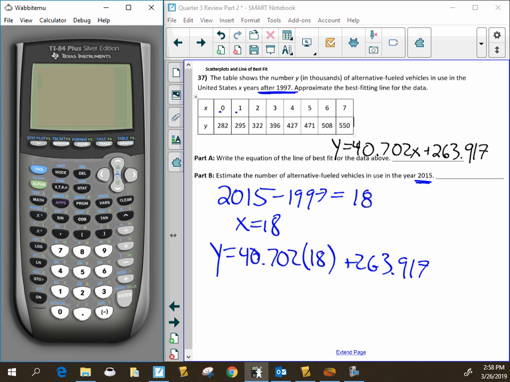And if we want to do that, we can come back over here to the calculator and just type that in. So 40.702 times 18 plus 263.917 gives me 996.553. Now up here you'll see that it shows the number in thousands. So that's actually just shy of 1 million alternative fuel vehicles.